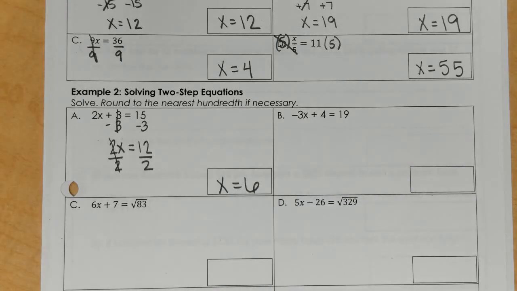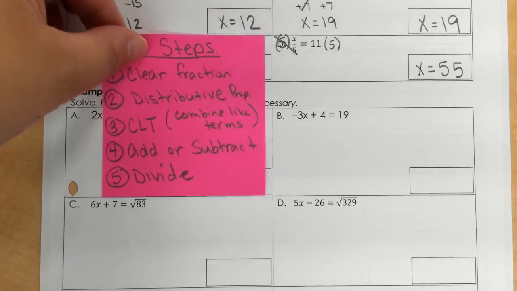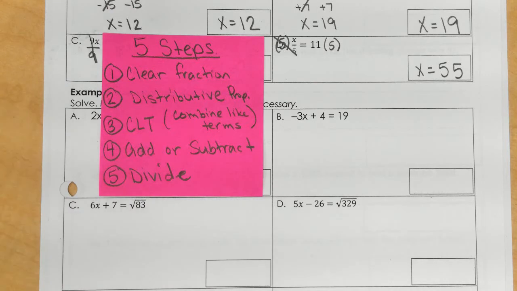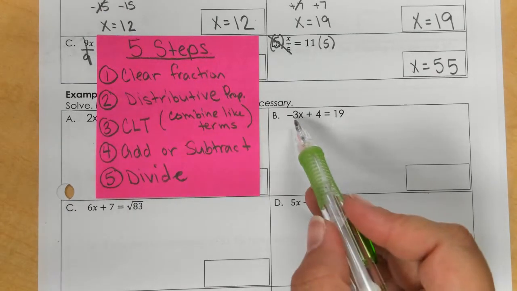For part B, I want to go ahead and introduce to you the 5 steps of solving an equation. So A and B are very similar. I just want to review A, but B, these are the 5 steps I'm going to address every time we solve an equation. So 1, I want to know, can we clear a fraction? So do we have a fraction in this problem?